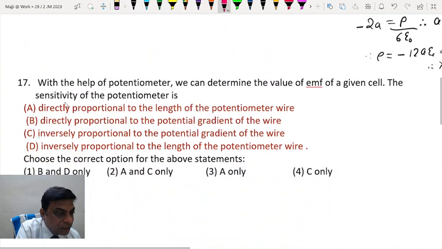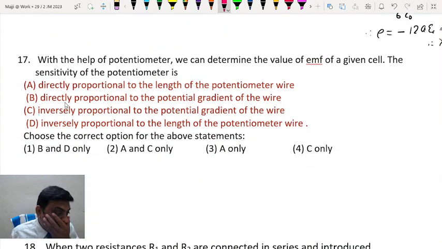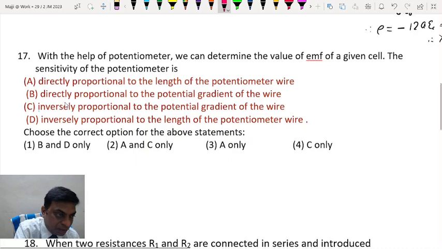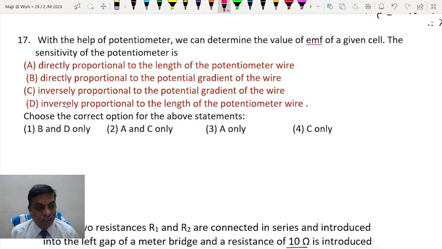Then moving on to the next question. With the help of potentiometer, we can determine the value of EMF of a given cell. True. The sensitivity of the potentiometer is. Now students, what do we mean by the sensitivity? In fact, for the sensitivity of any measuring instrument, the basic idea is whatever it is supposed to measure, a small change in that should be reflected very, very clearly and lucidly. That is, there should be clarity, and the instrument should be able to manifest the change clearly.